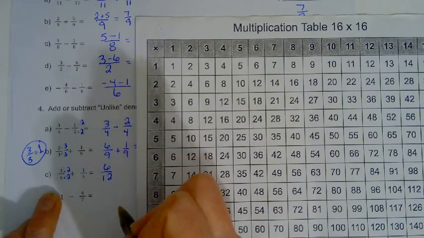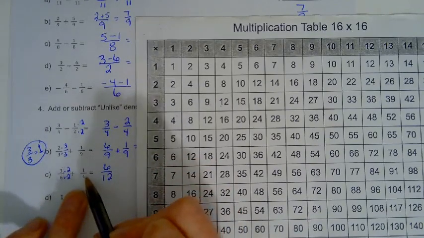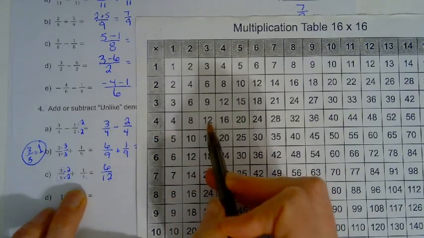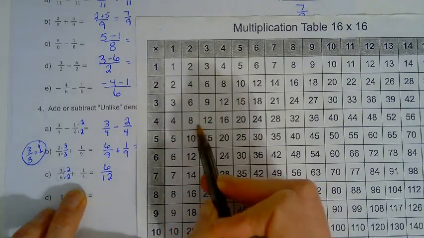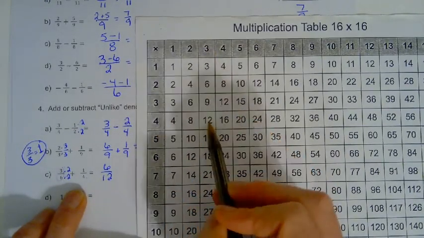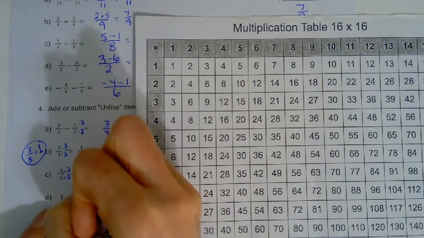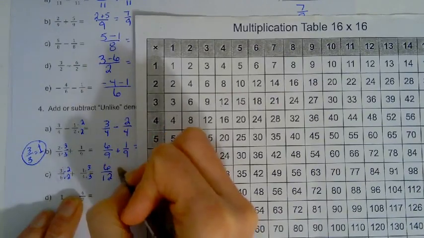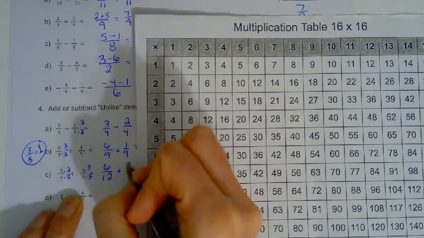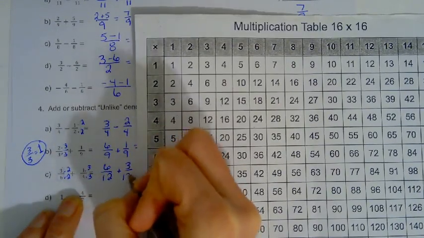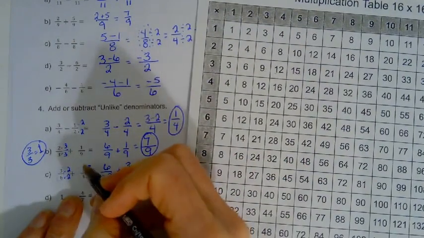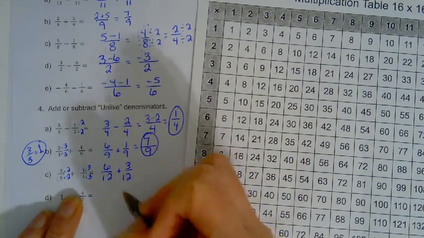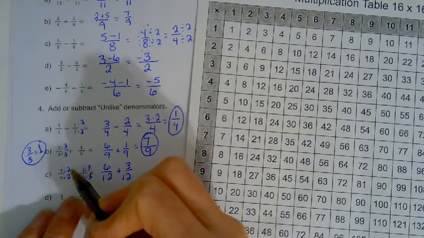Now we need to change this 4 into 12s. So there's the multiple. We need to multiply it by 3. So we'll multiply top and bottom by 3. And so that will change this fraction. 1 times 3 is 3, and 4 times 3 is 12. So we have just rewritten the 1/4 to look like 3 over 12, and we've rewritten the 3/6 to look like 6 over 12. We're going to add these together.